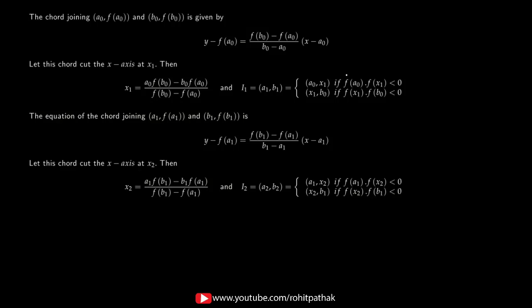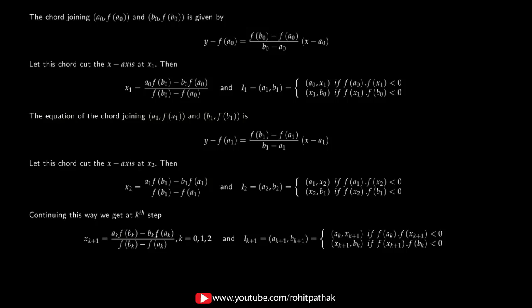So you can generalize this formula. Continuing this way, we get at the kth step x(k+1) equal to (ak f(bk) minus bk f(ak)) divided by (f(bk) minus f(ak)). This is the formula for the next approximation, and the interval will be I(k+1). Again, x1, x2, x3 up to x(k+1) are the successive approximations.